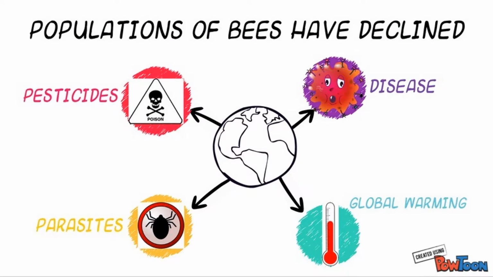Since 2006, populations of bees have declined, and this is because of the use of pesticides, and there's diseases and parasites, and even global warming.